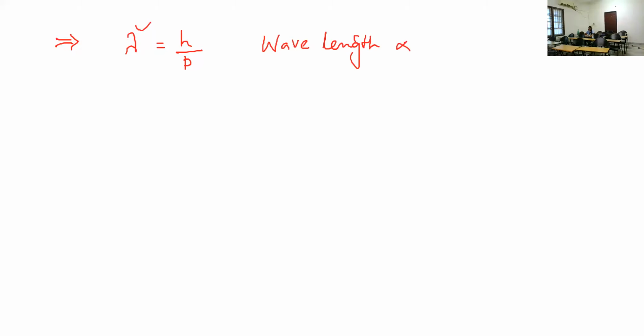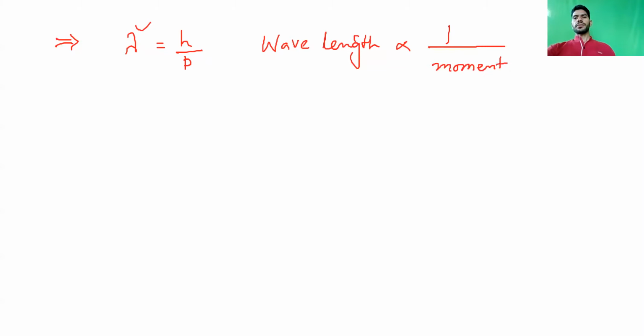Now, we have to see what the actual experimental evidence is for this dual nature. But first, remember that lambda is equal to h upon mv, or lambda is equal to h upon p. What is lambda? It is the wavelength, isn't it? So I can write that it is inversely proportional to the momentum, correct? So the higher the momentum, the lesser the wavelength, correct?